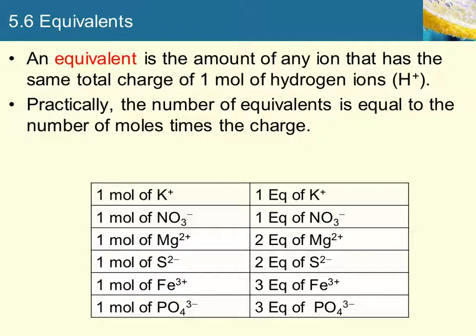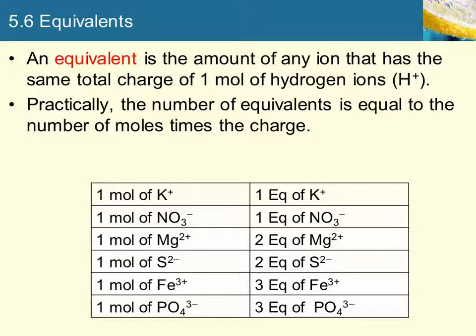So 1 mole of potassium ions is really 1 equivalent. 1 mole of nitrate ions is 1 equivalent. 1 mole of magnesium ions, the charge is plus 2. So plus 2 times plus 1 is 2. So 2 equivalents of magnesium.